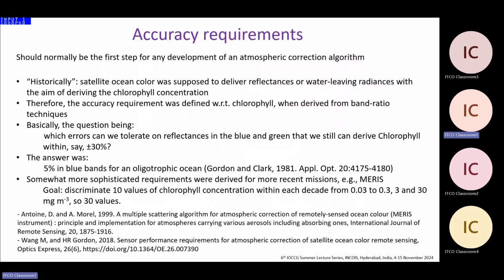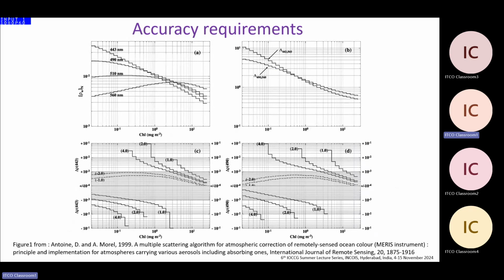Okay, more seriously, I will go through this a bit more: the goal to discriminate 10 values of chlorophyll, and see how we could go from this to a requirement in terms of reflectance. Of course, the satellite is not measuring chlorophyll, it's just measuring radiance. So you need to have your requirements in terms of a geophysical parameter translated into requirements in radiance or reflectance. So we did something relatively simple.